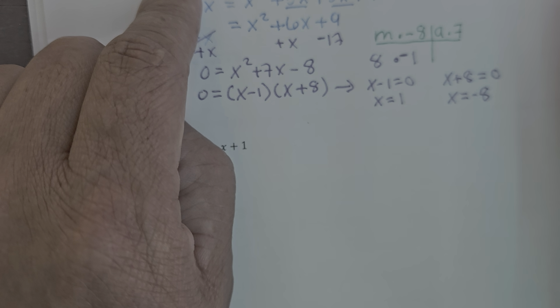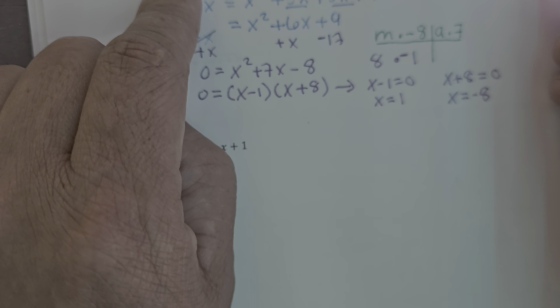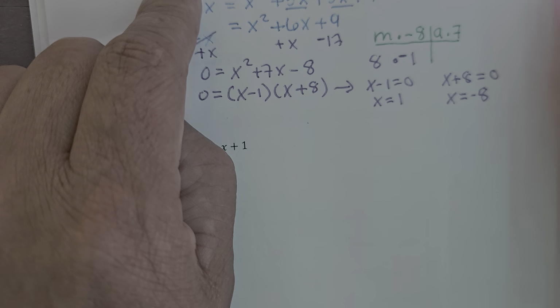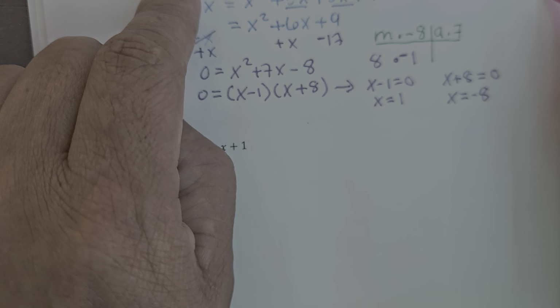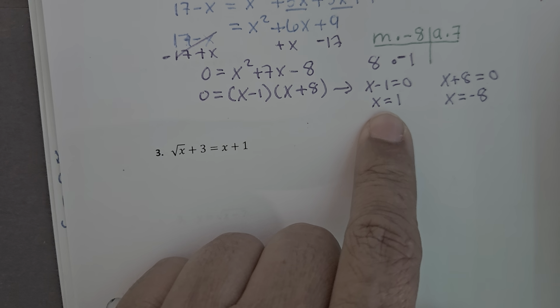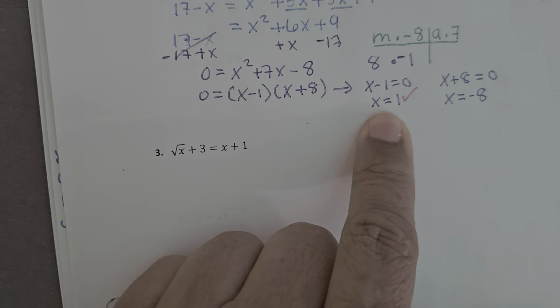And then we have a minus 3 outside. The square root of 16 is 4. And 4 minus 3 is equal to 1. So then 1 equals 1, which means this is a true statement. So this solution here is not extraneous. Okay, so I check. This one works.